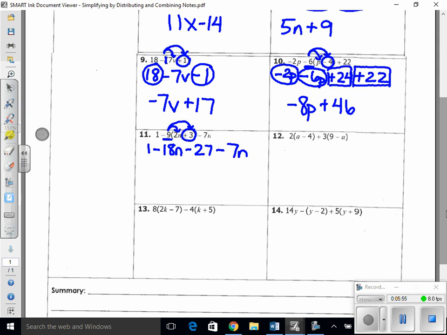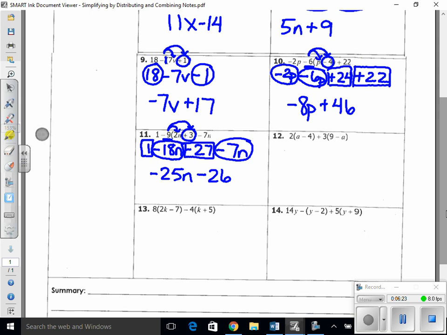All right, so now we want to look at combining. We have to start with our variable terms first. So this is negative 18n. That's going to combine with negative 7n. So when I read it from left to right, it says negative 18 minus 7, which makes negative 25n. And then if I look at what I've got left, they're just constants. So 1 can combine with negative 27. 1 minus 27 is negative 26.